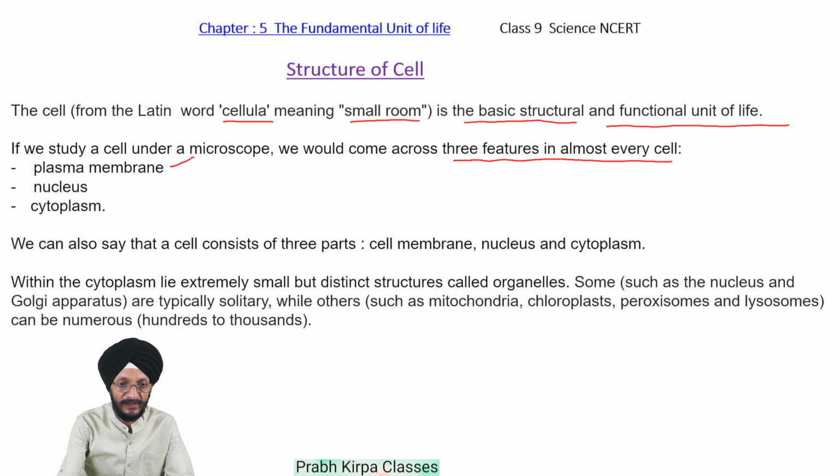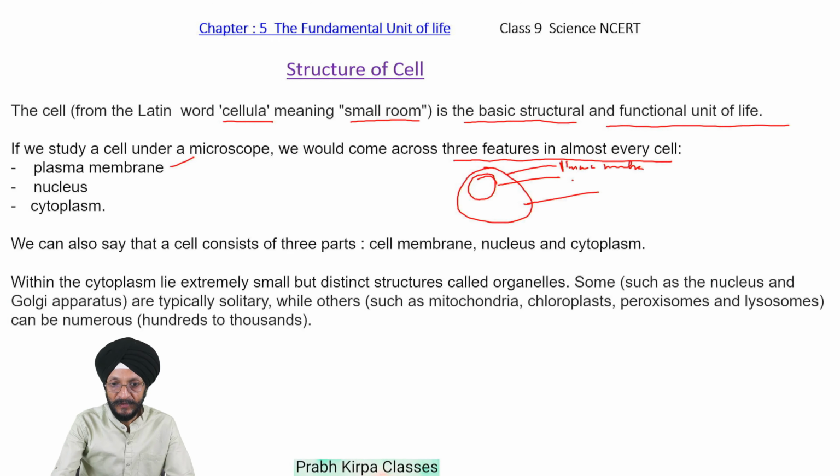First of all, there will be plasma membrane. This is the outer covering, the plasma membrane. Then there is nucleus. And this is the liquid all up here. This is cytoplasm. This is nucleus. This is cytoplasm. This is plasma membrane. This is nucleus.